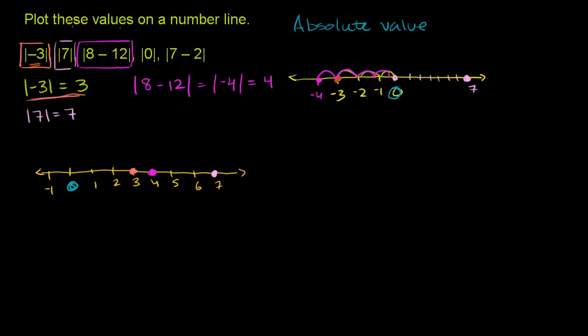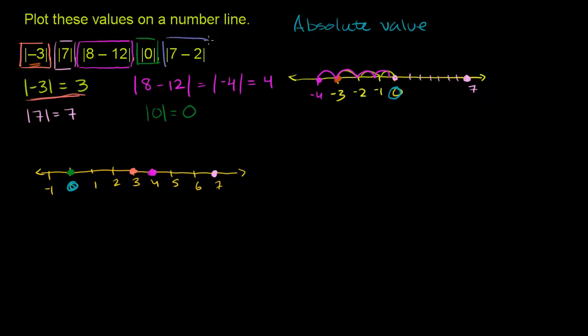Then we have the absolute value of 0. So how far is 0 from 0? Well, it's 0 away from 0. The absolute value of 0 is 0. So you can just plot it right over there. And we have one left. Let me pick a suitable color here.